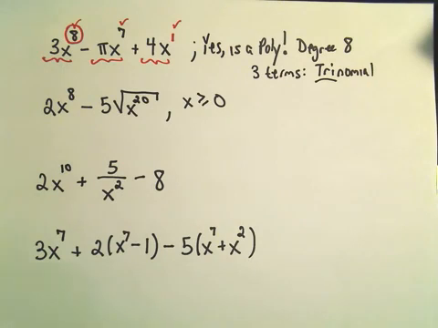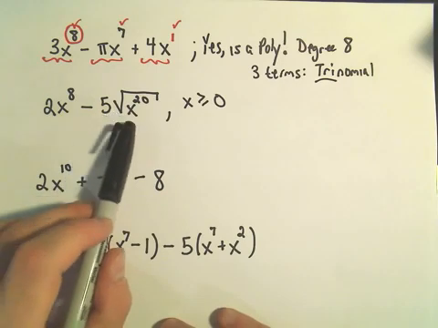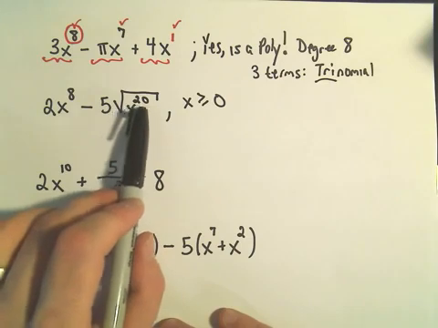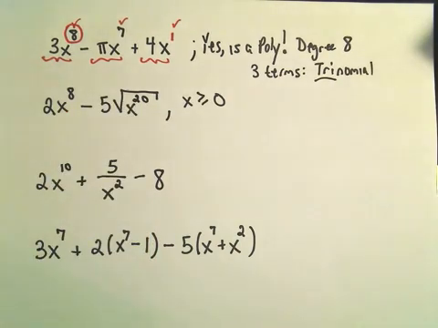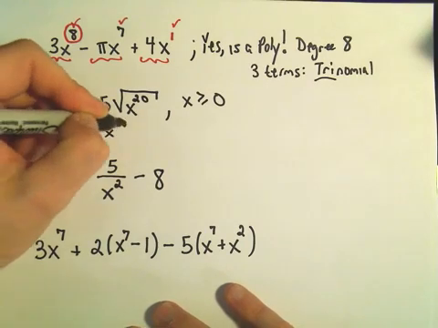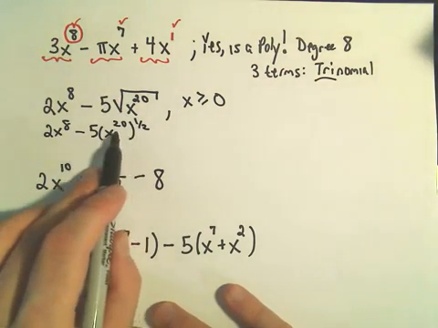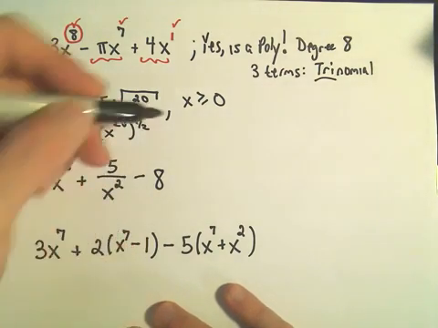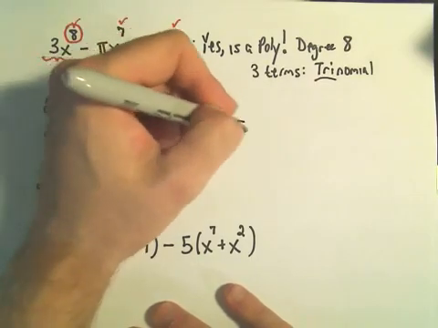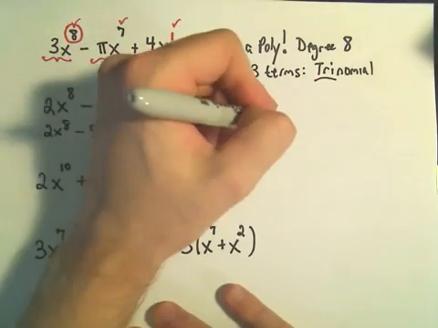Alright, so maybe let's go through these a little faster. 2x to the 8th minus 5 times the square root of x to the 20th. It would be easy to say, well, the degree is 20 because I see an x to the 20th. But again, we have to simplify this first. So this is 2x to the 8th minus 5 times x to the 20th raised to the 1/2 power. And again, the exponent only applies to the x. So notice the 5 is not in the parentheses with it. We get 2x to the 8th minus 5x. If it's in parentheses, we multiply, so that would give us to the 10th power.